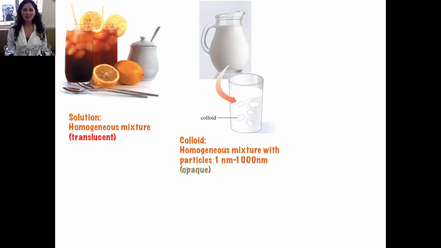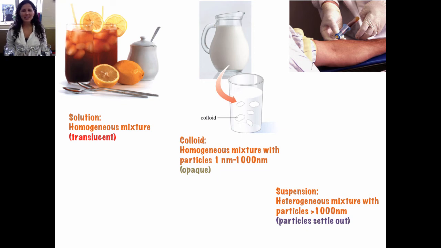A colloid is a different type of mixture. It is homogeneous because particles are evenly distributed, but the particles are a larger size. They're usually opaque mixtures. Milk is an example because milk has large enough particles that scatter light. Notice how the milk is opaque. Light doesn't travel through the milk like it does with iced tea. This is one way that you can tell something is a colloid instead of a solution. Both are homogeneous mixtures.